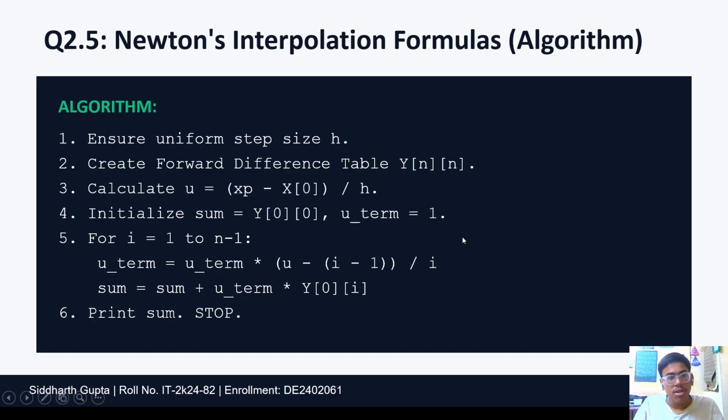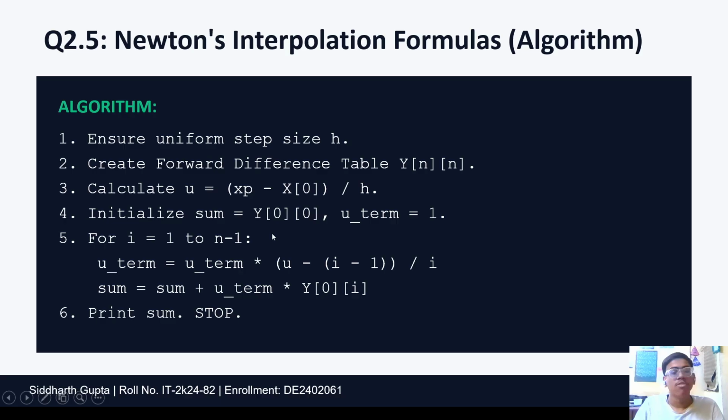Starting with the algorithm of Newton forward or backward interpolation, we will ensure that there is a uniform step size h. We will create the forward difference table as I already told in our last video also. Then we will calculate u, that is xp, the interpolated value, minus the first value upon h, the step size. We will initialize the sum with 0, and we will take a u term is equal to 1.